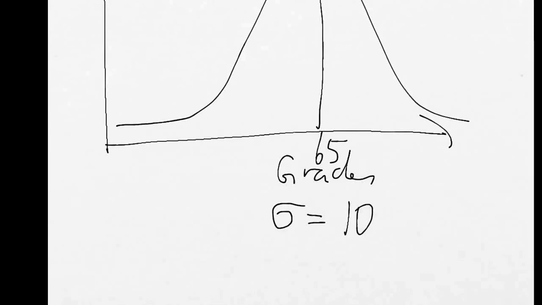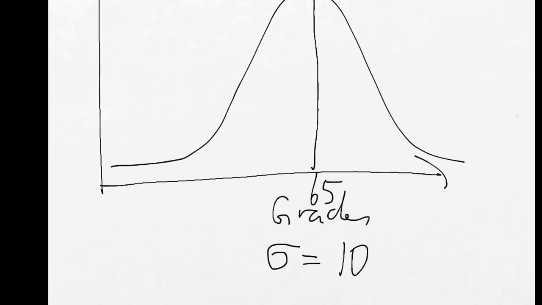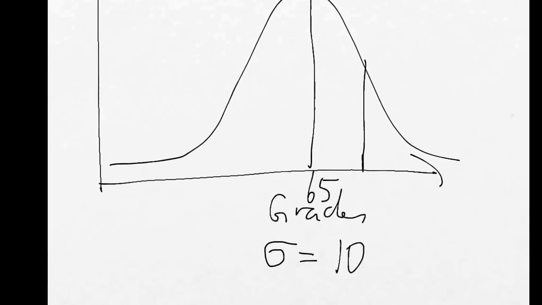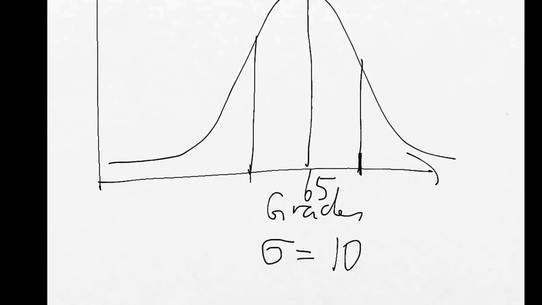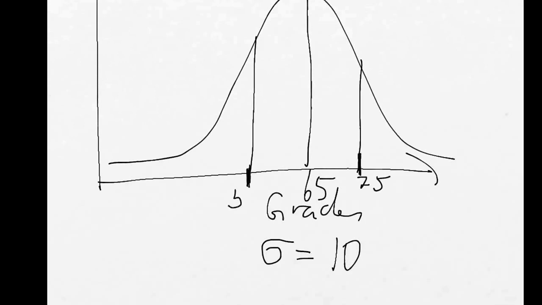Now, I want to know where in my curve would be the point here and here, where would be the mean plus one standard deviation? It's very simple. It would be 75 here. And on the other side? 55. That is the mean plus one standard deviation and the mean minus one standard deviation.